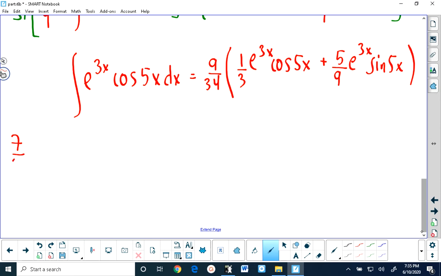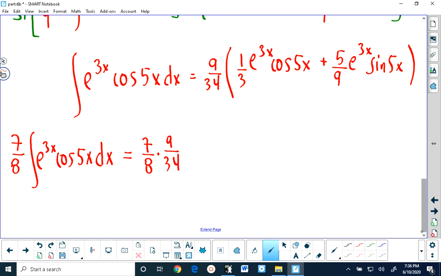7/8 multiplied by the integral of e to the 3x cosine 5x was the original question. Well, the 7/8 was inside, but it's equivalent to the original question. So I have to multiply the other side by 7/8. I'm going to have 7 over 8. Then I'm going to have multiplied by 9 over 34.